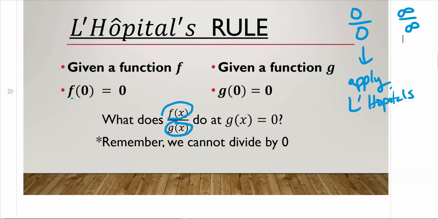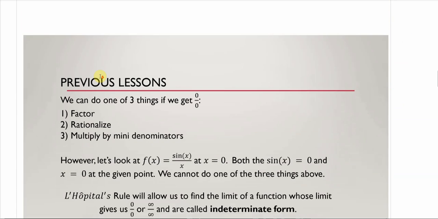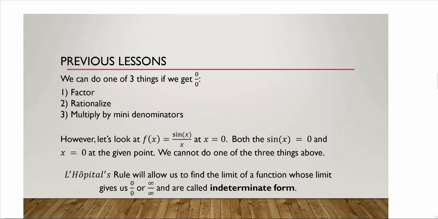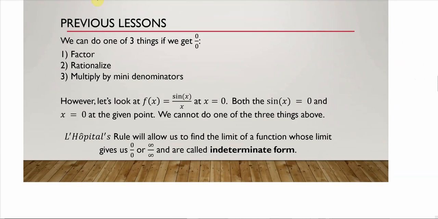Okay. So what we needed to know was, back in the old days, what would happen if I got 0 over 0? Well, in the good old days, if we got 0 over 0, that means we could do one of three things, right? What were the three things that we could do? We could factor, rationalize, or multiply by the many denominators. Now, because we're going to know L'Hôpital's, we no longer need to know these three things. Okay? So, here we go.